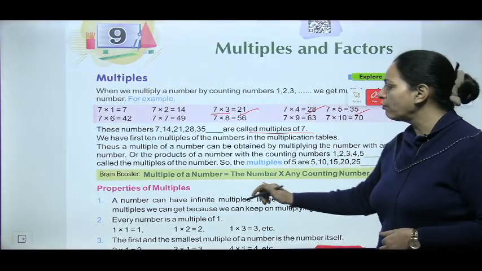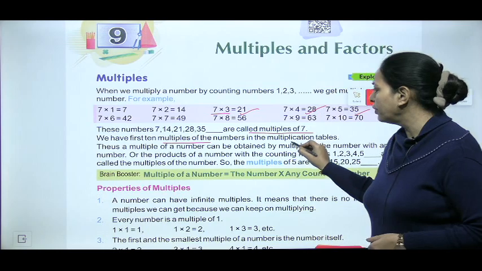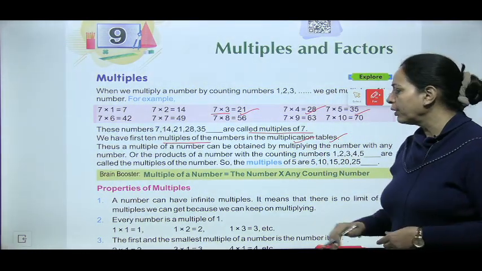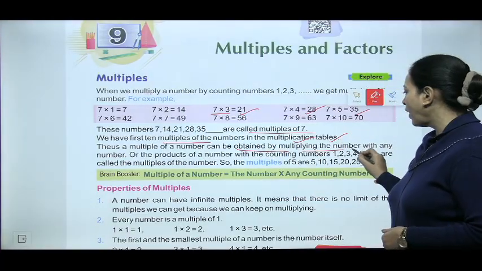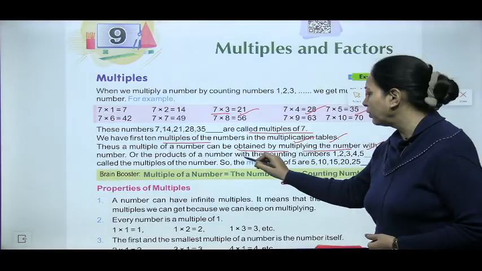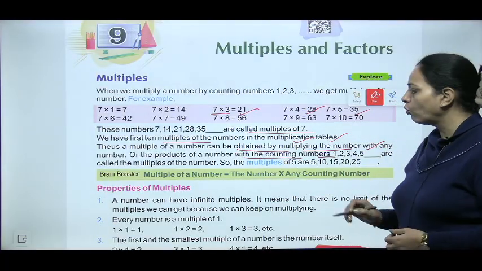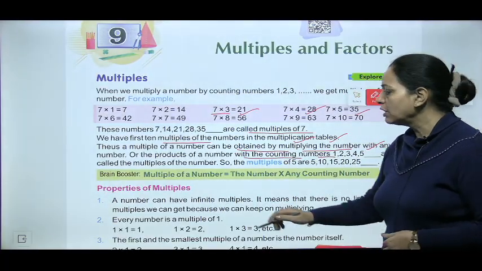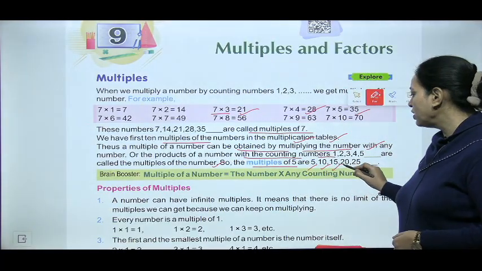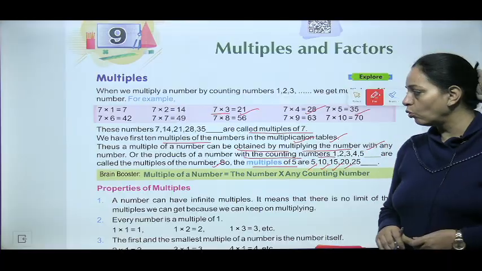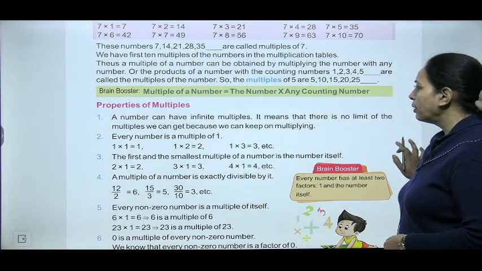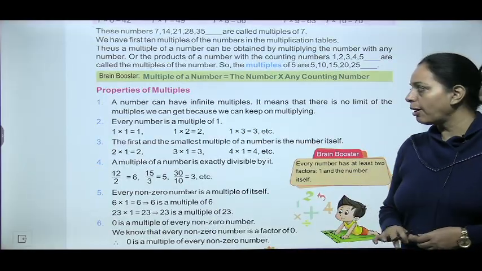So here we have the first 10 multiples of the number in the multiplication table. A multiple of a number can be obtained by multiplying the number with any number, or the products of a number with the counting numbers 1, 2, 3, 4, 5. These are called the multiples of the number. So multiples of 5 are like 5, 10, 15, 20, 25 and so on. Brain booster: multiples of a number are equal to the number multiplied by any counting number.